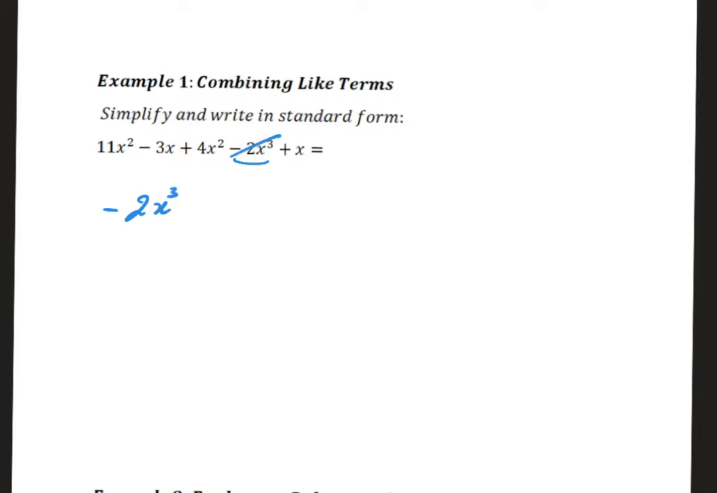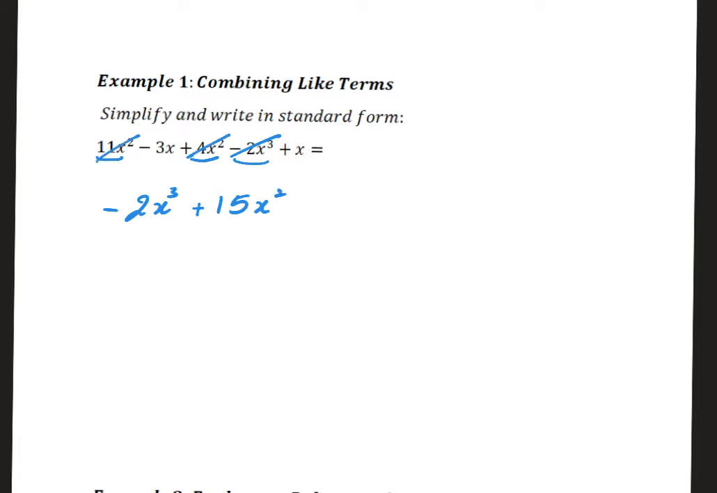And then the next highest degree is x to the second. So we get 11x to the second and 4x to the second. It's like we have 11 apples plus 4 apples, which is 15 apples. So it's going to be 15x to the second right here. So this is going to be gone right here.